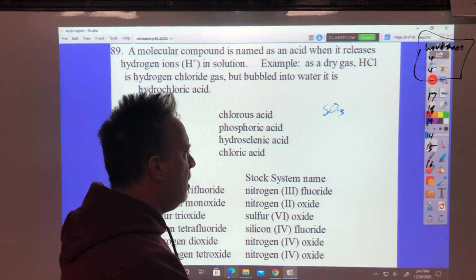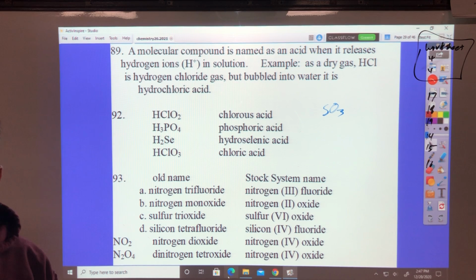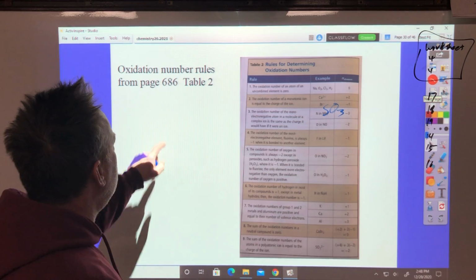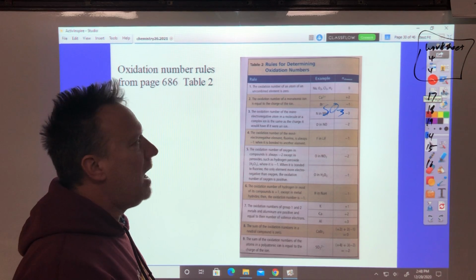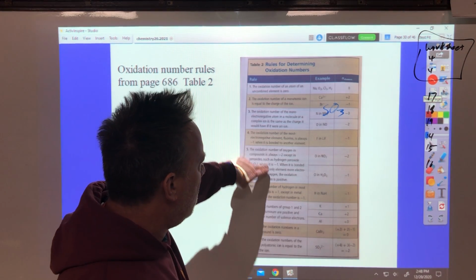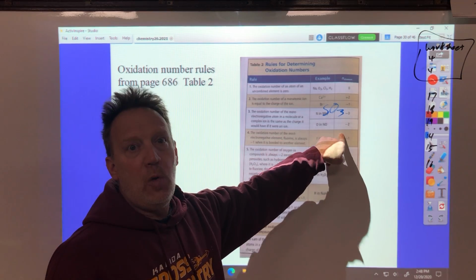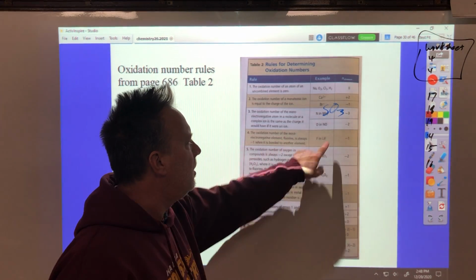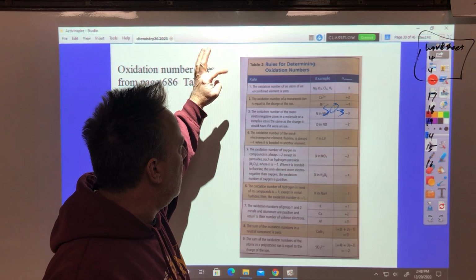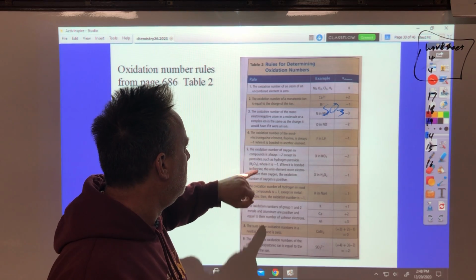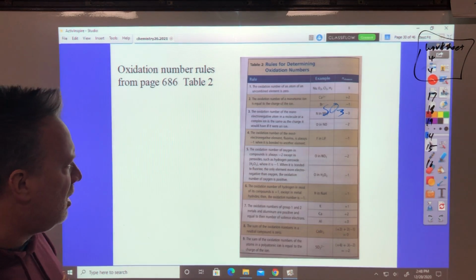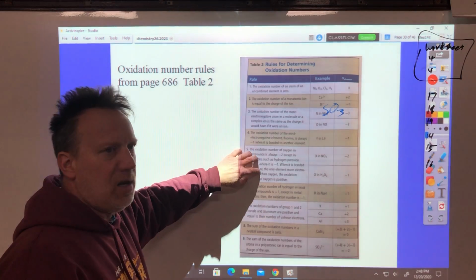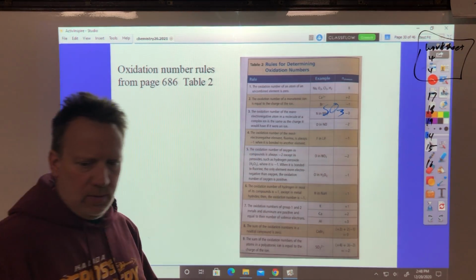Now how do I know fluorine is -1? Fluorine's always -1. There are some rules called the oxidation number rules. These are on page 686, table 2. You should take a look at it. And there's one in here for fluorine. Fluorine is -1, always. It's the king of the elements. Oxygen is usually -2. Rule 5, the oxidation number of oxygen in compounds is always -2, except in peroxides and some other stuff. And this is not an exception.